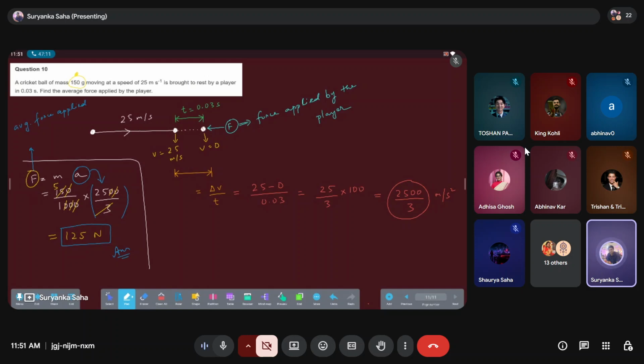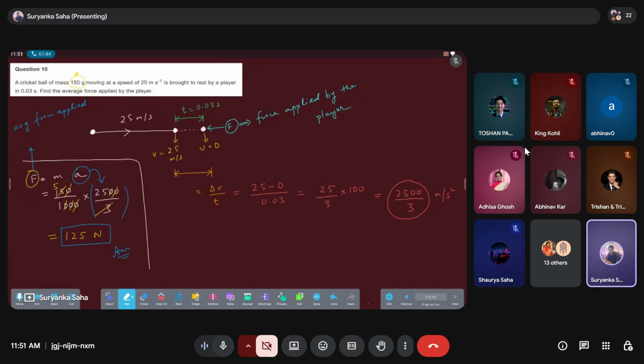Acha, don't get confused by the word average force, because whenever you are catching the ball during the 0.03 seconds, throughout the 0.03 seconds time, the force applied is not exactly the same. A little bit up and down is there, because you are human, na? Human beings cannot maintain exactly the same force throughout.